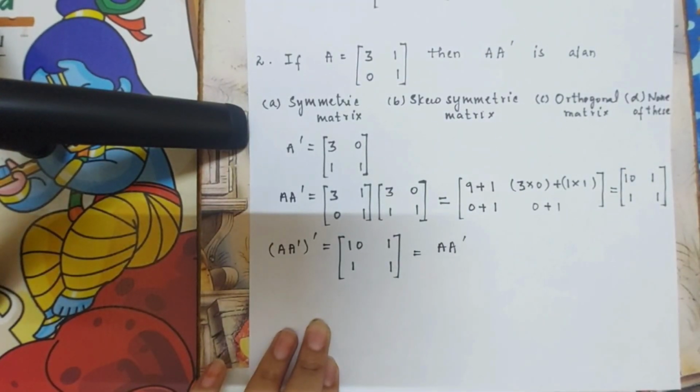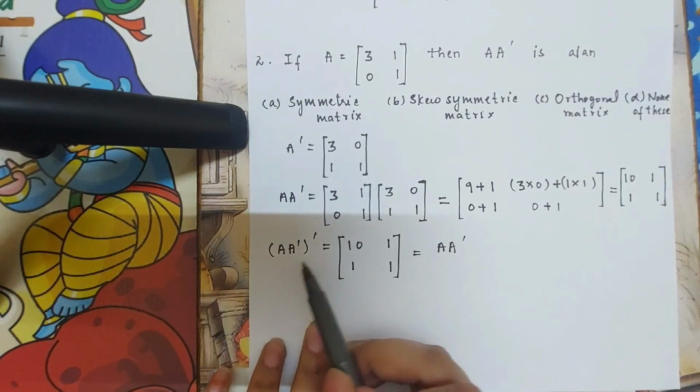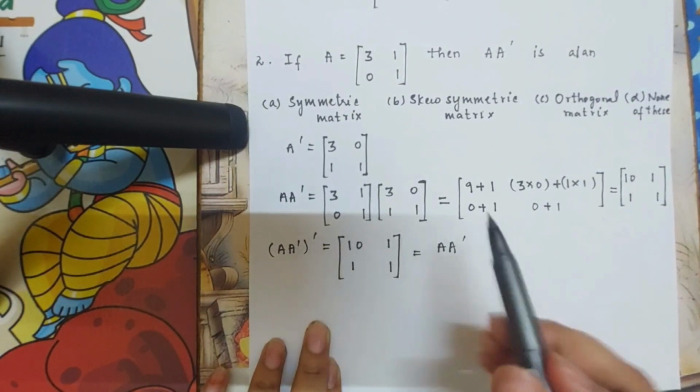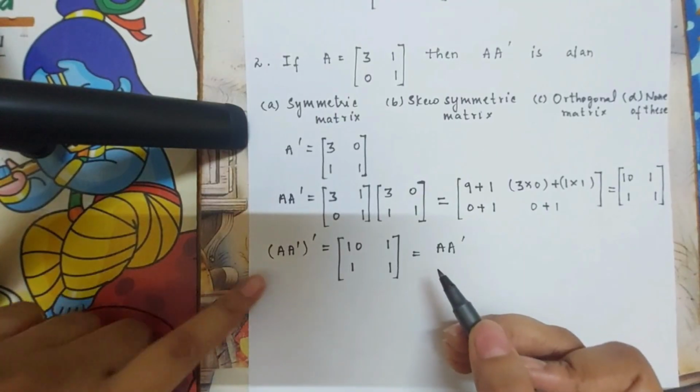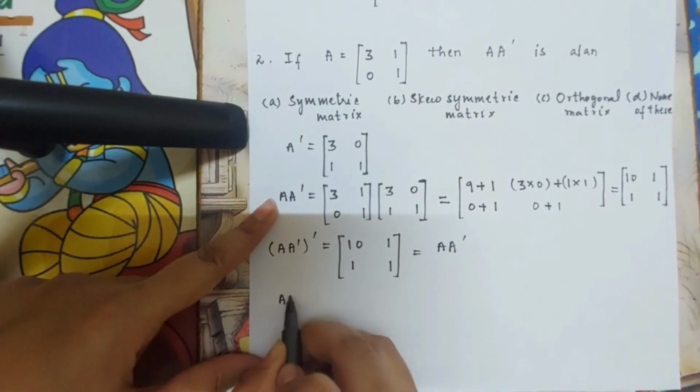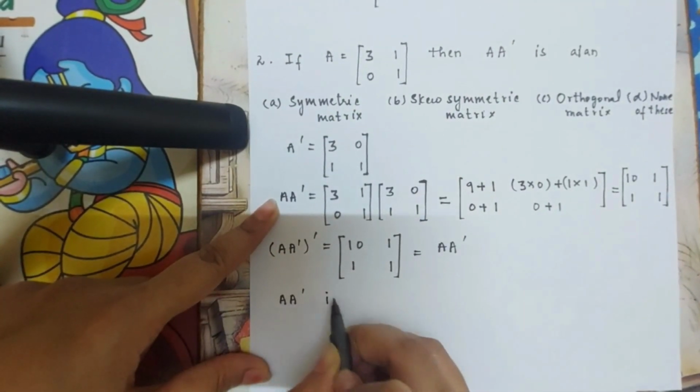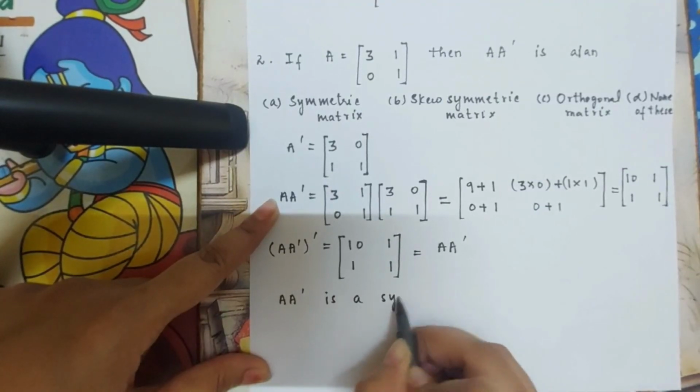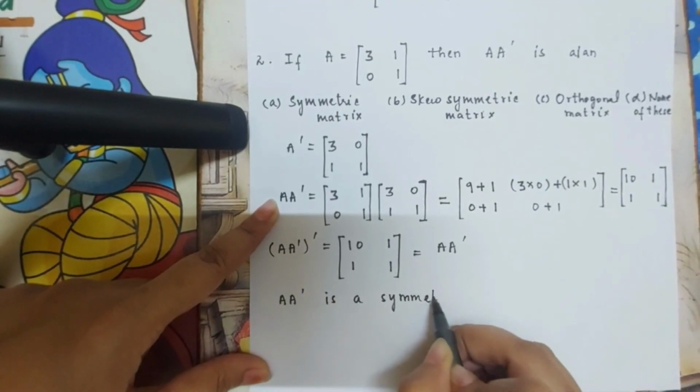Now first of all, what do we mean by a symmetric matrix? See, for a matrix to be symmetric, or if we should tell a matrix is a symmetric matrix, A transpose should be equal to A. So even here we got the transpose of A dash equal to A dash. So we can confirm that it is a symmetric matrix.